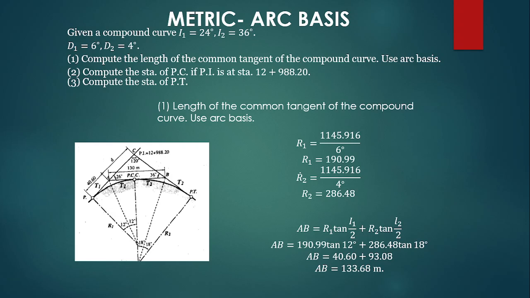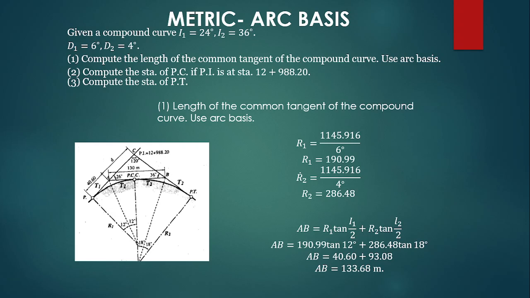So hanapin naman po natin yung length of the compound curve. So dito ang ginamit ay AB. Hindi ko lang siya maturo, pero yung gitna, parang after ng T1, makita natin yung A and yung B na. Kailangan natin mahanap yung value nun and kailangan natin gamitin yung AB is equals to R1 tangent I1 over 2 plus R2 tangent of I2 over 2.